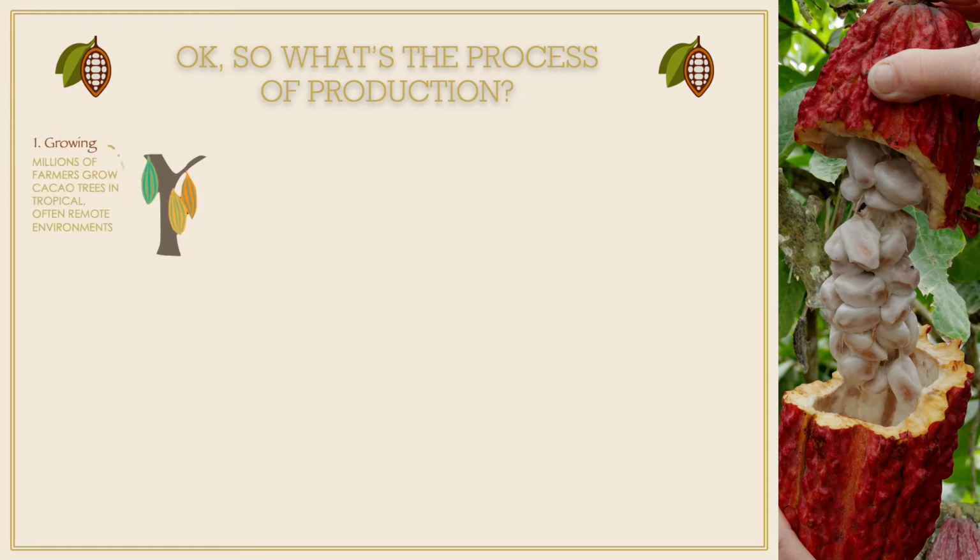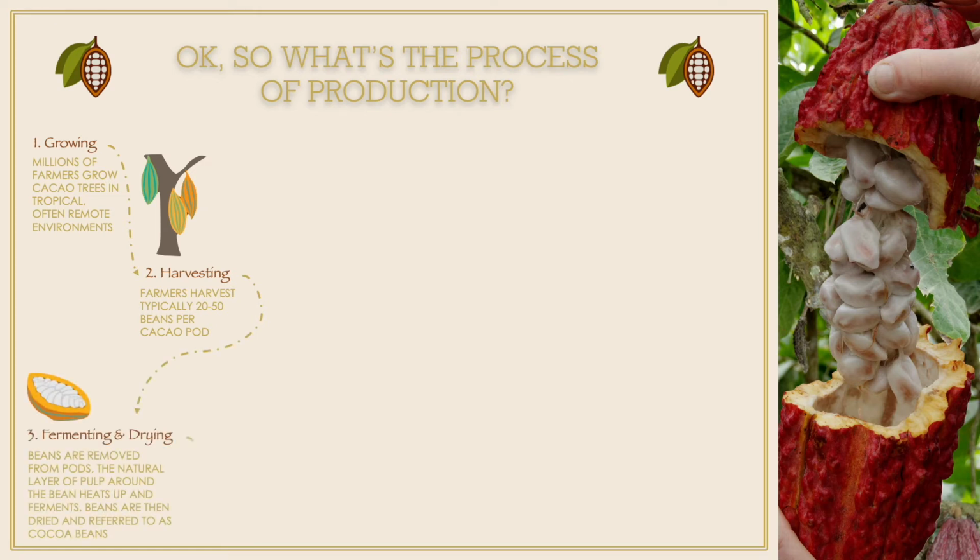Growing. Millions of farmers grow cacao trees in tropical, often remote environments. Harvesting. Farmers harvest typically 20 to 50 beans per cacao pod. Fermenting and drying. Beans are removed from pods, the natural layer of pulp around the bean heats up and ferments, beans are then dried and referred to as cocoa beans.